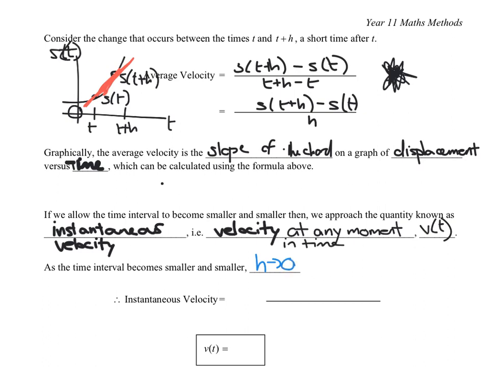Therefore, the instantaneous velocity is actually the limit as h approaches 0 of s of t plus h, take s of t, all over h. Now that should look familiar, because that is simply the limit formula. So that simply tells us that to find the velocity, moral of the story, all we have to do is find s dash of t.